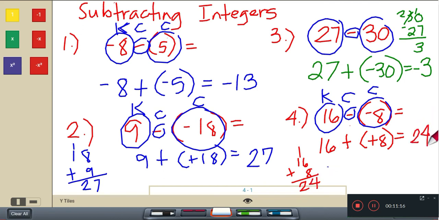I hope this will really help you a lot. The main concept you learned is that you need to do the keep, change, change step first before you perform adding or subtracting the integers. In general, that's how you subtract integers.